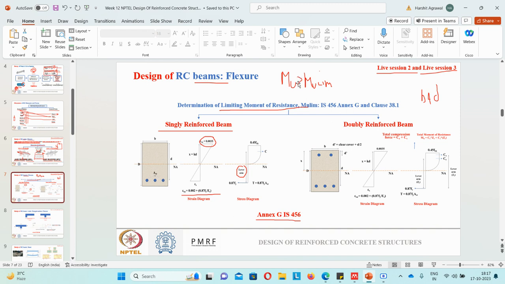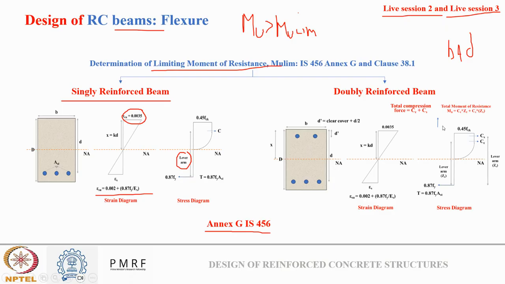In cases where Mu is greater than Mu limiting, we saw doubly reinforced beam design, where we first design for a singly reinforced beam under balanced condition, and then for the extra moment we provide reinforcement on the compression side also. For that, in live session 3 we saw how this design is done, and we saw a numerical on it.